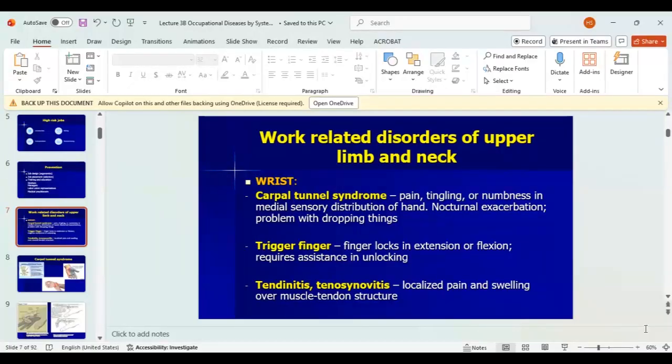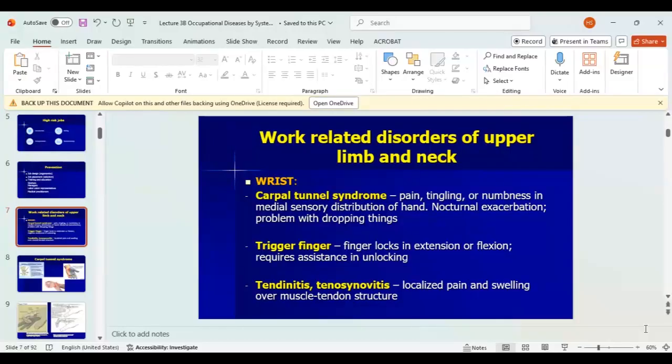All right? It's a bigger problem in females than males because the carpal tunnel of the female is much smaller than the carpal tunnel of the male. So it is easier for the median nerve to be affected in the wrist of females than in men.